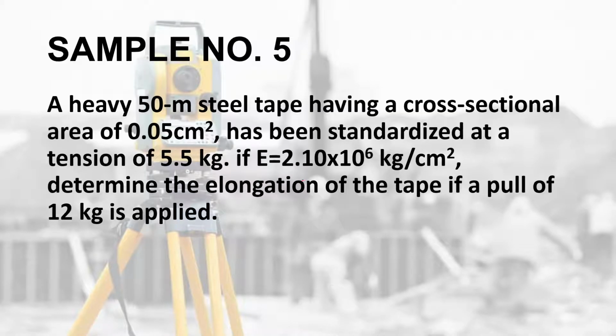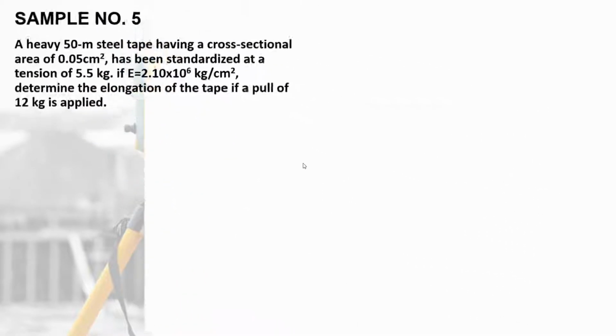So, balikan lang natin again yung formulas natin. Hinahanap lang naman is elongation of the tape due to pull. So, correction due to pull is equal to PL over AE, di ba? So, we have P nung nag-measure minus P nung standard, yung length ng tape, area, and then yung elasticity. So, substituting our known values, we have 12 kilogram minus 5.5 kilogram.